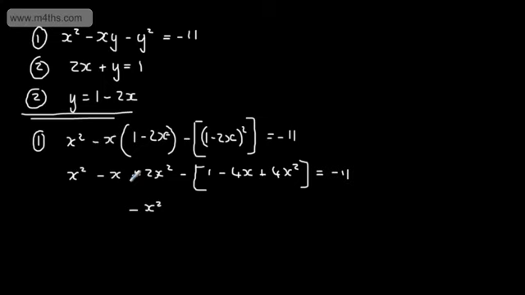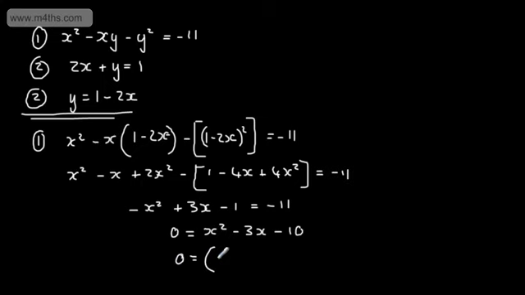Minus x squared. I've got minus x plus 4x, what's that going to give me in total? Let's just check that. Plus 3x, that's fine. Then I've got minus 1, and that's going to be equal to minus 11. Okay, let's add everything to the other side, so 0, we've got x squared minus 3x, and then we're going to have minus 10.